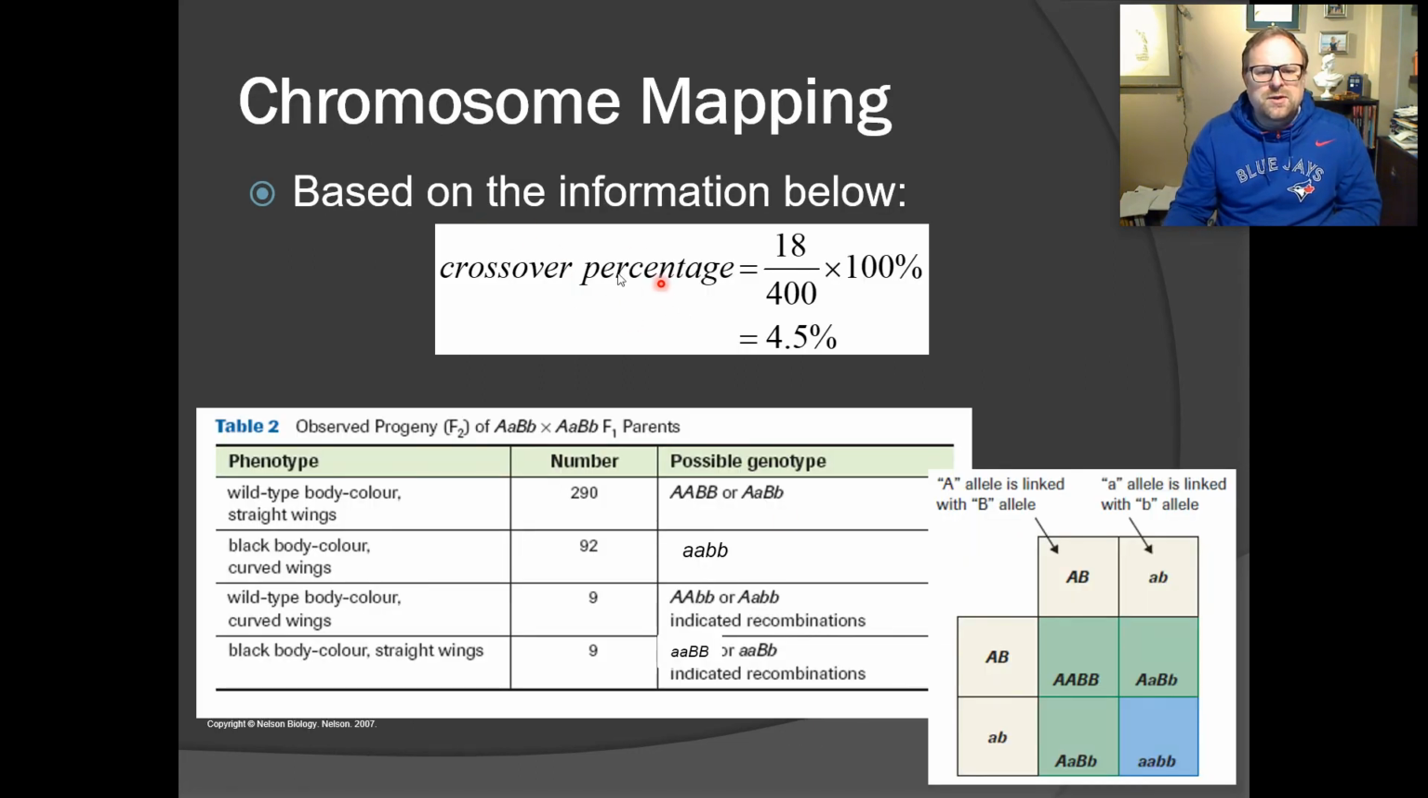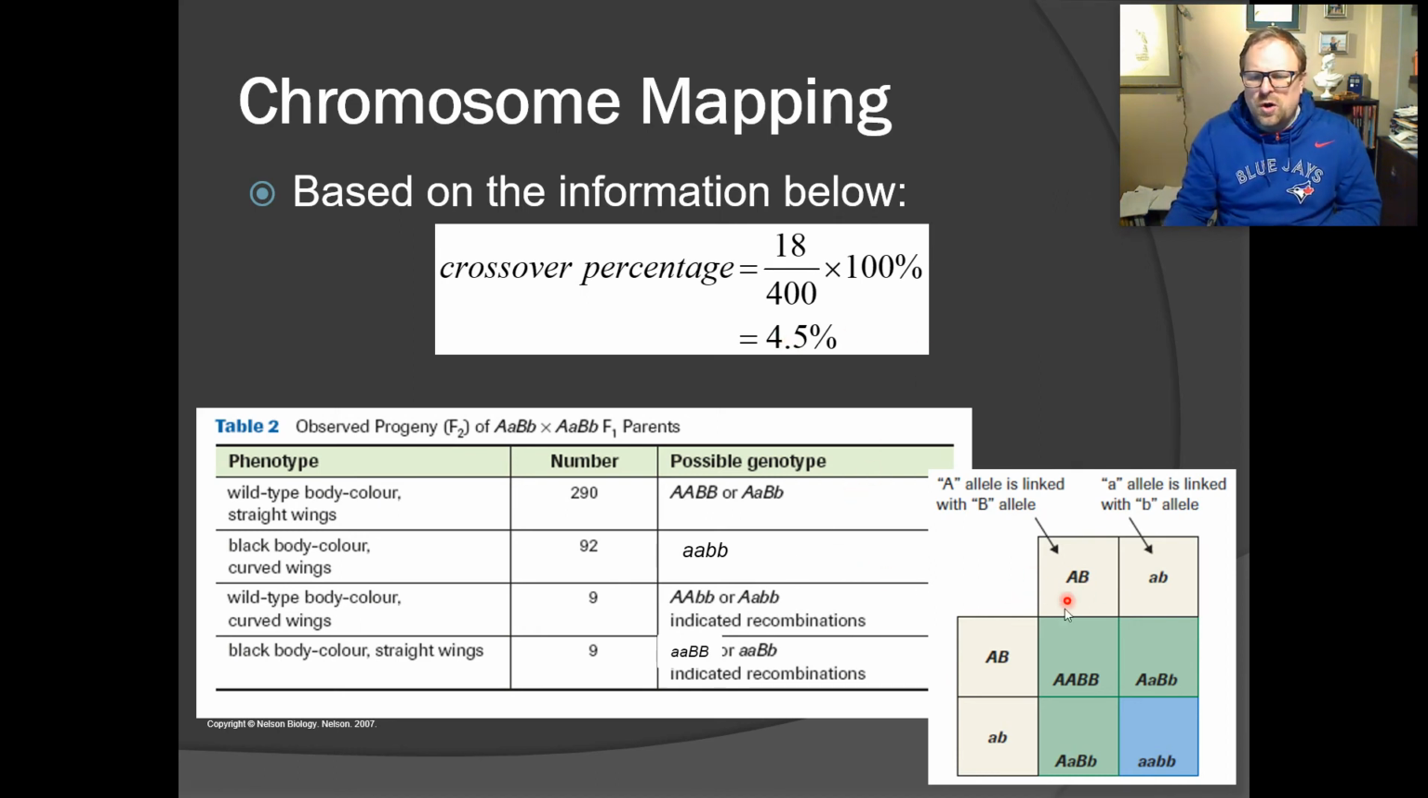So based on the information below, we have a crossover frequency of, these are the ones that weren't expected here. So there were 9 in his, I think it's 400-ish individuals, that he had not expected to come over if the genes were linked. And so that was a crossover frequency of about 4.5%, right? 9 plus 9 is 18, divided by 400 total individuals gives you 4.5%.